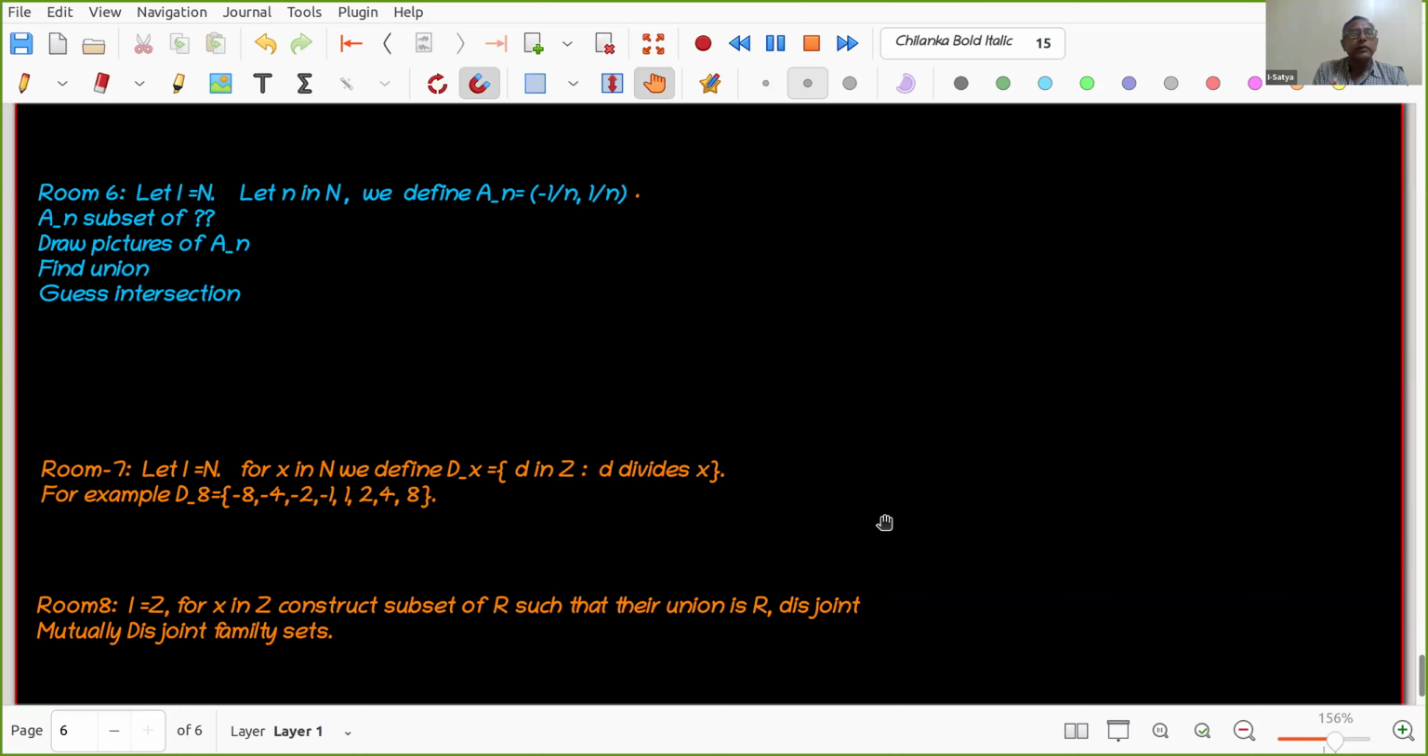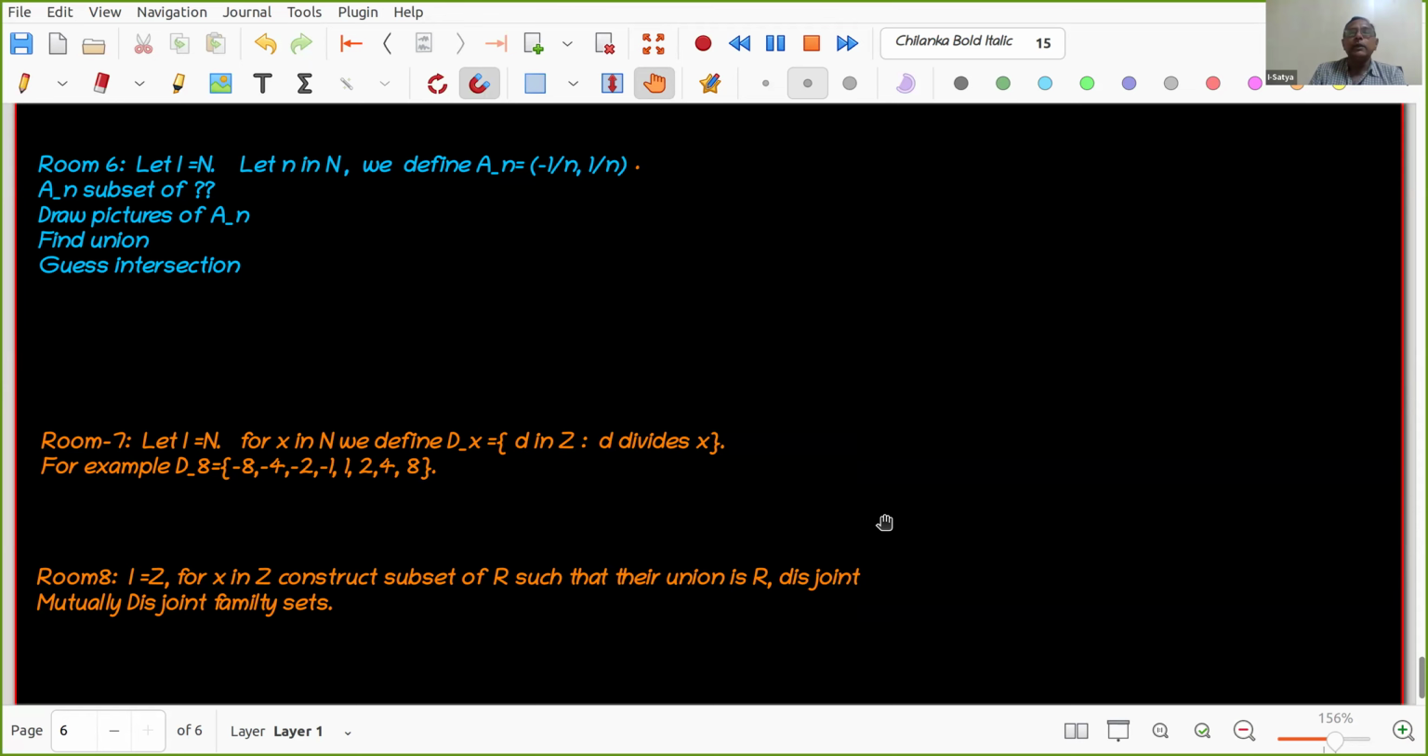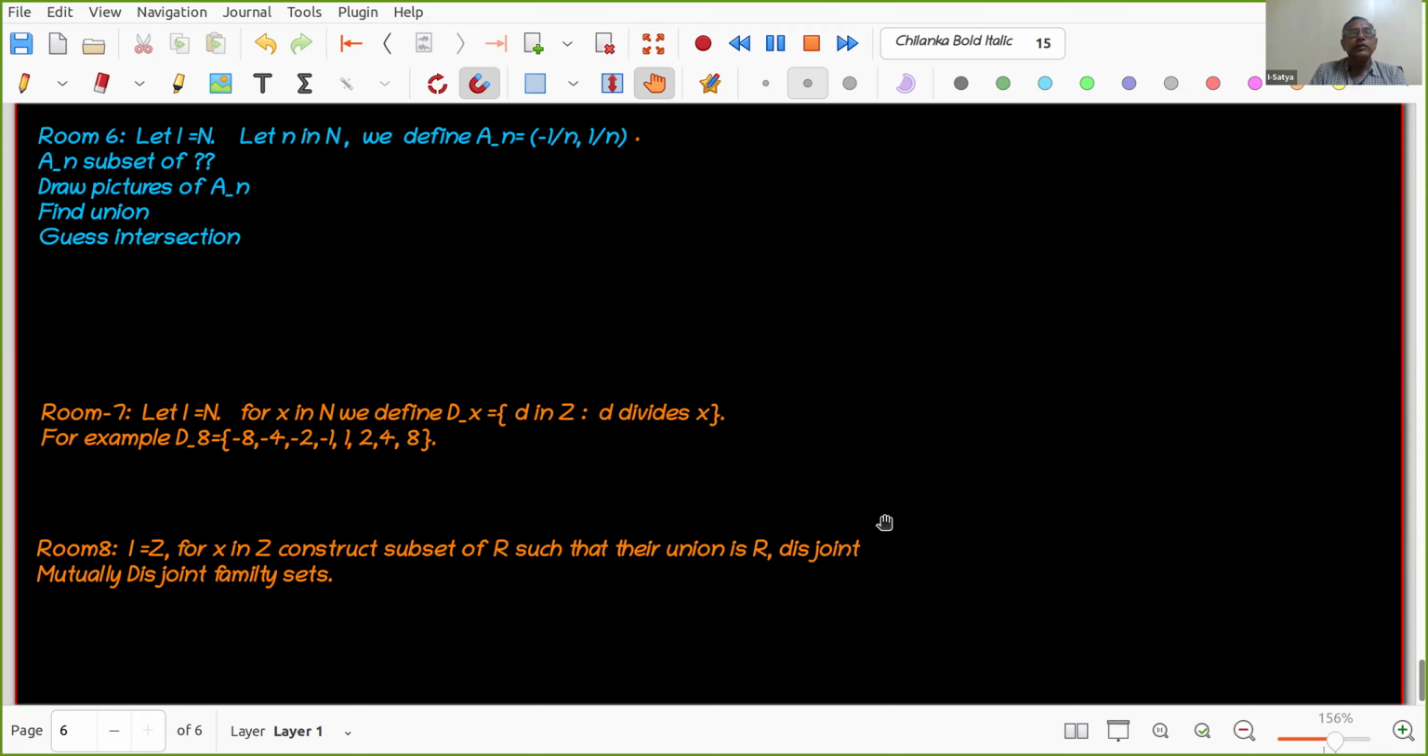Now what are the natural questions? What is their union? What is their intersection? These are all we need to ask. Intersections, unions. And you need to prove it also. If you are claiming that it is equal to Z, then you need to prove it, and if it is not Z, you need to give the reason, right? Room number 7 people, hope this question is clear. If not, tell me, and I'll explain.